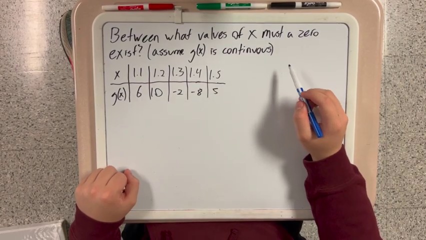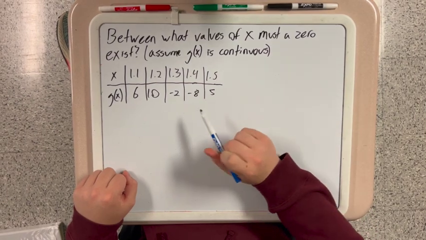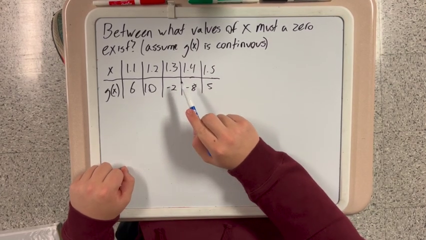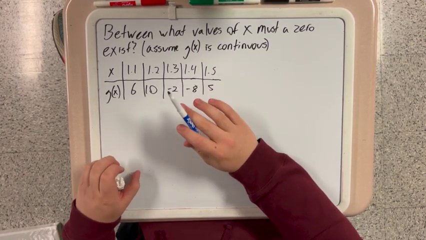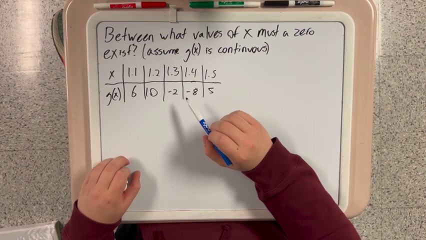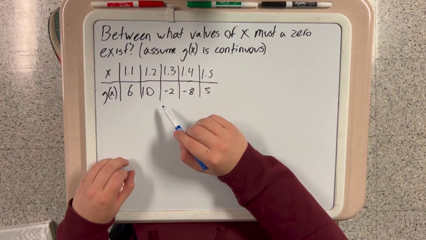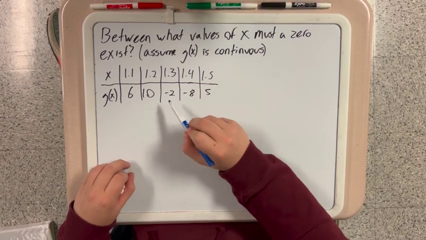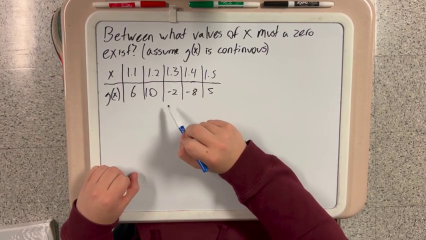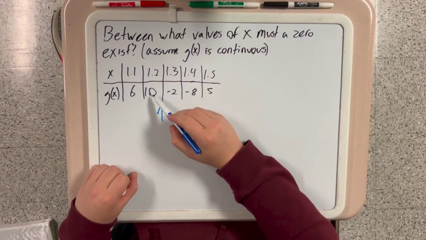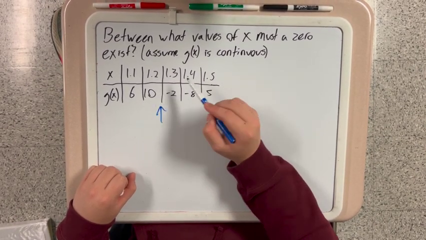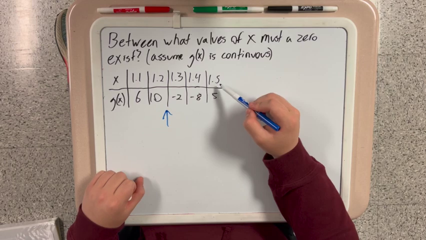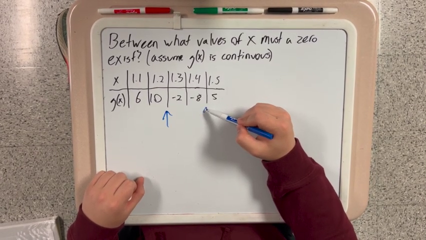So in our third example problem here, we aren't presented with a function, but we're instead presented with a set of x values and a set of g of x values respective to each x value. We don't have to worry about it being continuous, it's kind of assumed here, but we can now find between which of these there's a 0. Between 6 and 10, those are both positive, so there's not going to be a 0 there. Between 10 and negative 2, it does change signs, so there's going to be a 0 between 1.2 and 1.3 somewhere. Between negative 2 and negative 8, there's not a 0 there, as they both are negative. But between 1.4 and 1.5, you do have a 0 between negative 8 and 5.